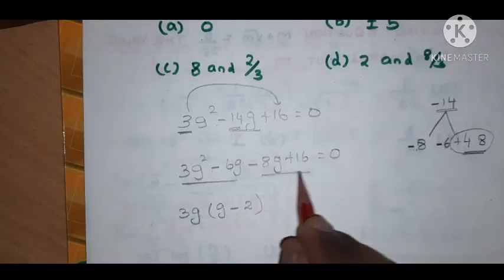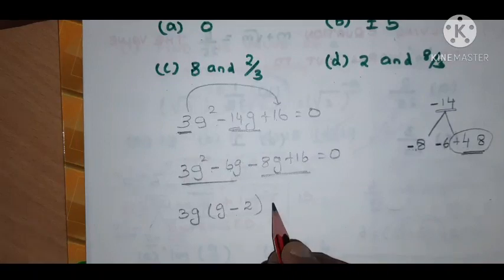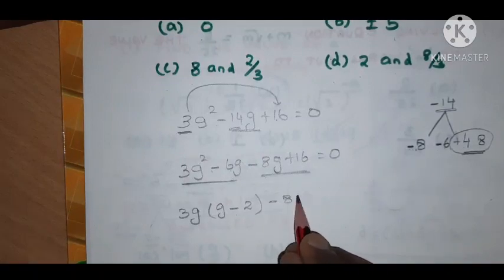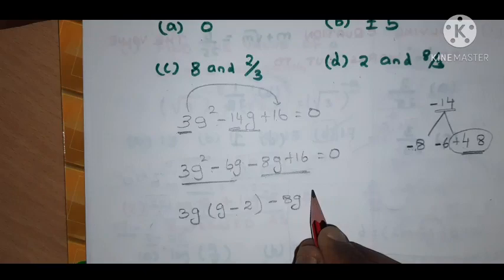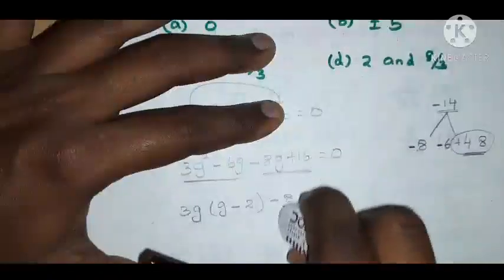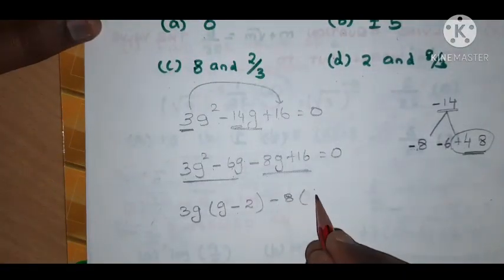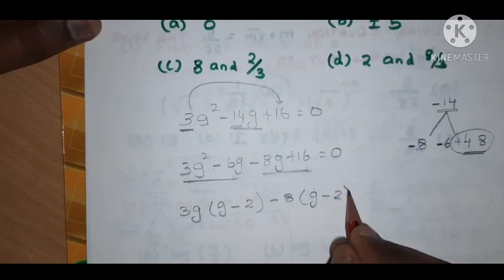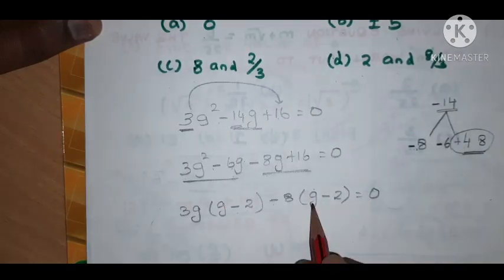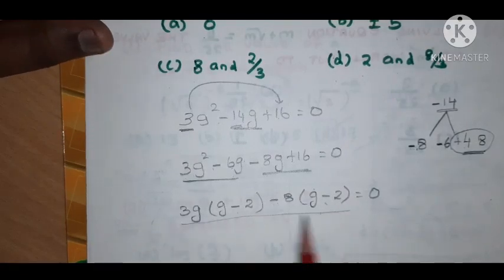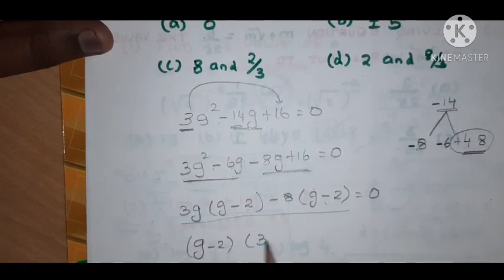In these two terms, which one is common? Sorry, not 8g. I'm going to take only minus 8, not g. So the common thing is minus 8. I'm taking minus 8 outside, so g minus 2 remains, which is equal to 0. Minus 8 into g is minus 8g, and minus 8 into minus 2 is plus 16. Look at this expression: g minus 2 is common. I'm taking g minus 2 outside. The rest of the things are 3g minus 8, which is equal to 0.